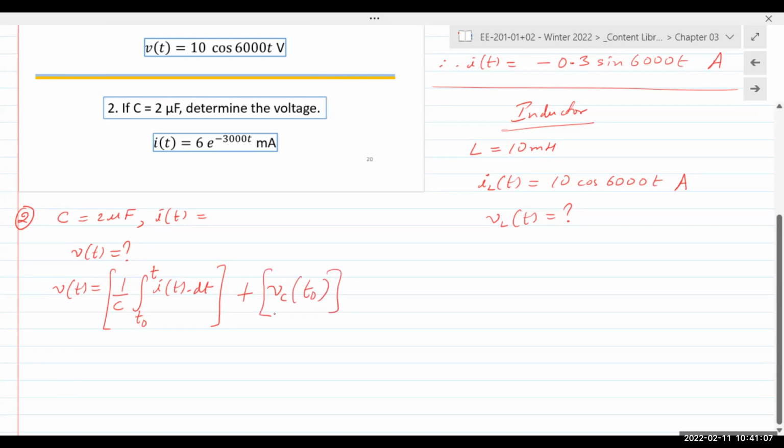And what is that voltage? Anyone? 0. It's not given to us. If it said that the 2 microfarad capacitor was initially charged to like 2 volts, then we would take that as VC at t0 and we would add it in there. It's not given to us. Simply take it to be 0. This is 0 volts.